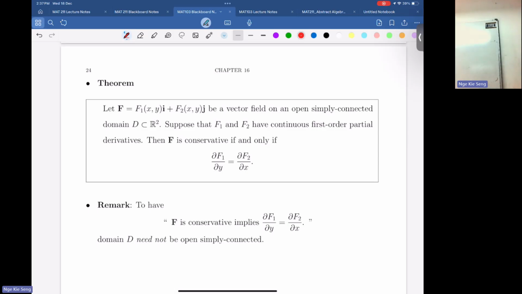Then this vector field is conservative if ∂f1/∂y is equal to ∂f2/∂x. Can you notice something weird here? F1 is in what direction? X direction, but we differentiate with respect to the y direction. F2 is in the y direction, but we differentiate with respect to the x direction. So we kind of swap. If they are equal, we will say that the vector field is conservative.